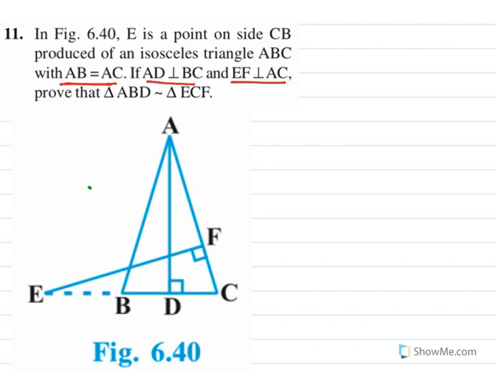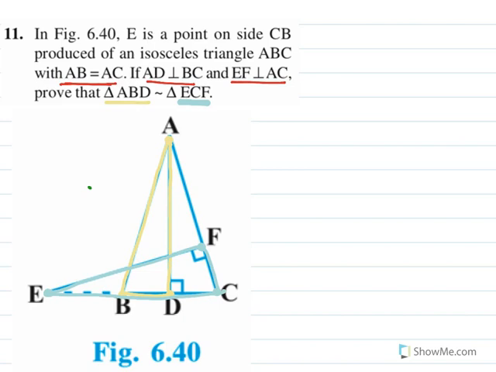So we have now first triangle is ABD. So we join that up. We need to show ABD is similar to triangle ECF, and here we have ECF, this triangle. We need to show both these triangles are similar.